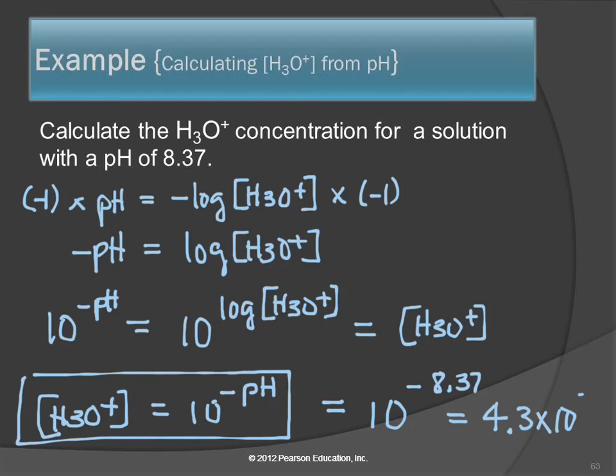Do you have to do 3 significant digits because the pH was given as 8.37? I'm going to give 2 significant figures because only the digits after the decimal point are significant in a pH. We just talked about that. Oh, that's right.